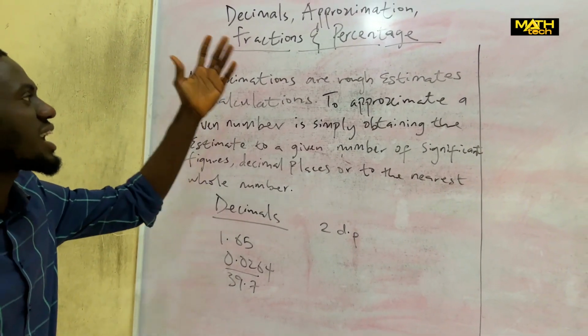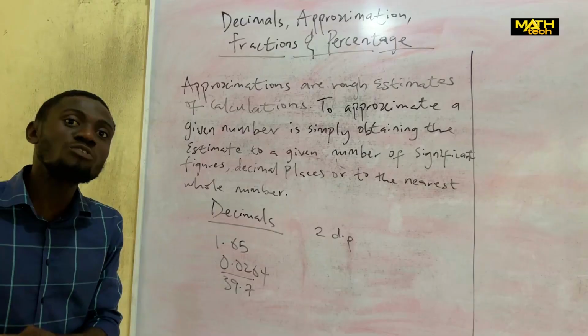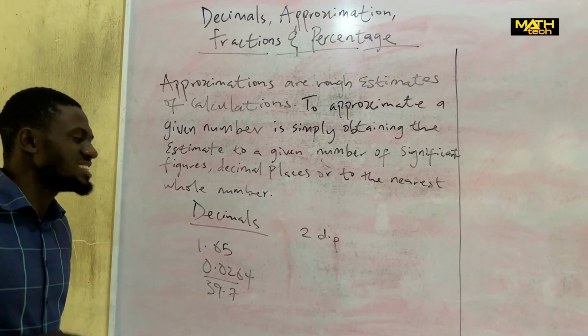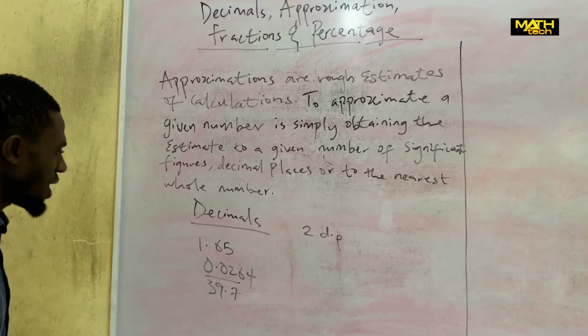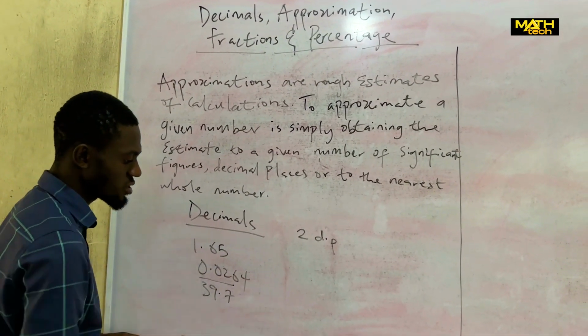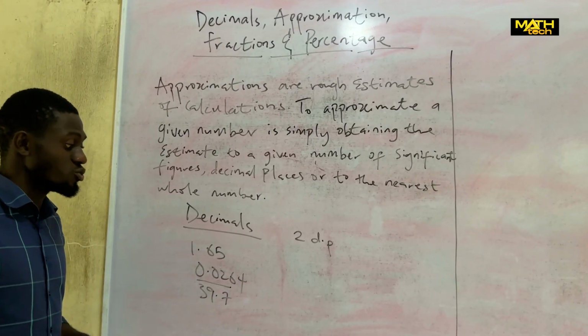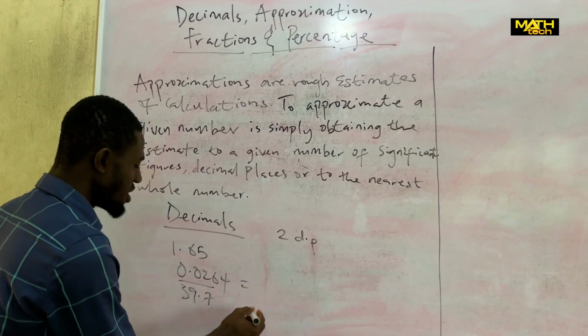Now, approximations are rough estimates of calculations. They are not really accurate. Now, let's say we are given 0.0264. We are asked to approximate this number to 2 decimal places. What are we going to be having here? We'll be having 0.03.